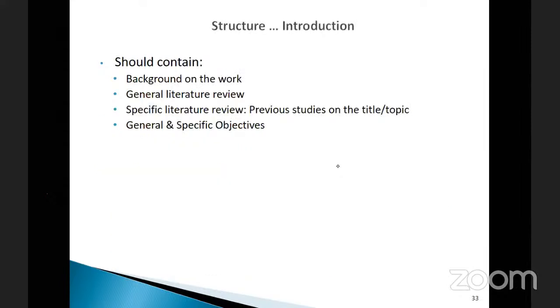Now, the introduction should contain background on the work, general literature review, and specific literature review, that's the previous studies on the title or topic, and it will end with general and specific objectives.